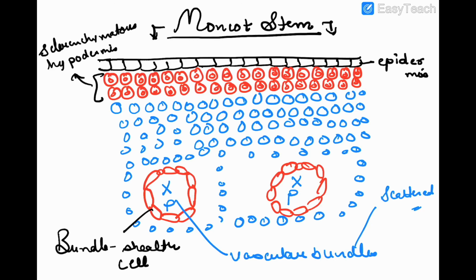Vascular bundles are again conjoint, means xylem and phloem in the same radii, and they are closed. Closed because a cambium would be absent because it is a monocot stem, so it will not undergo secondary growth. This is the diagram of anatomy of monocot stem. It has epidermis. It has a sclerenchymatous hypodermis as compared to collenchymatous hypodermis in dicot stem. It has scattered vascular bundles, and the vascular bundles are surrounded by bundle sheath cells.